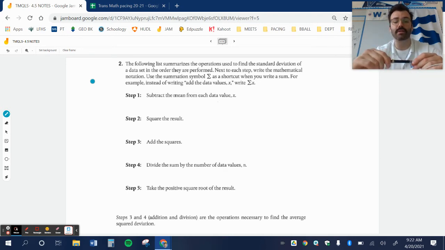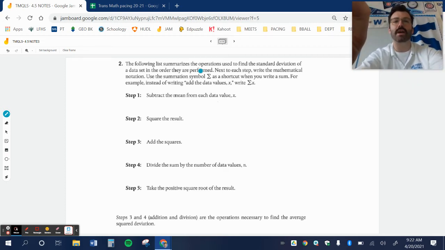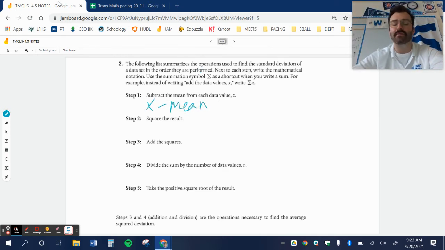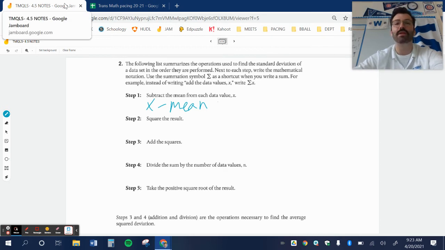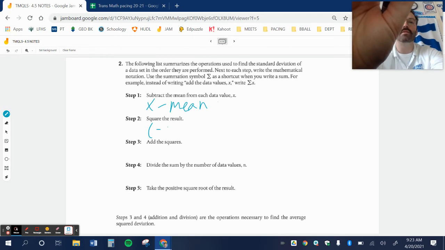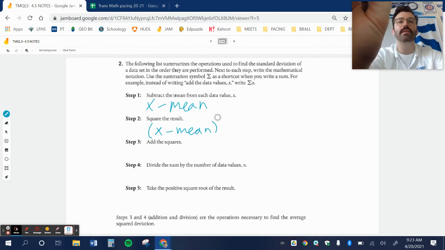So what we're trying to do here is think of a formula for our standard deviation. First, I'm going to subtract the mean from each data value. If I have a data value x, I'm going to subtract the mean, and we talked about doing that when I got the -3. It's at the bottom of page 484. Now, whatever I get, I'm also going to square that result. So I'm going to do x minus the mean, and then square.